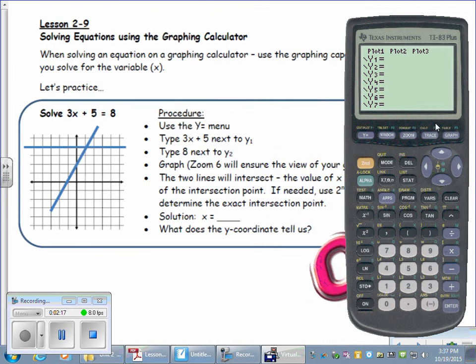But hopefully your screen looks like mine. If there is anything typed in under Y1, Y2, Y3, then just clear it out. Just go down to where something was and just hit clear. Okay, and it'll go away. All right. So what we're going to do is we are going to take each side of the equation and we're going to type it in for Y1 and Y2. Okay, so I'm going to type 3x plus 5 where Y1 is because that's the left-hand side of my equation.